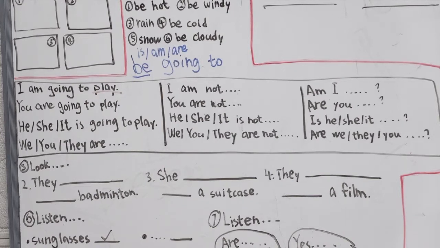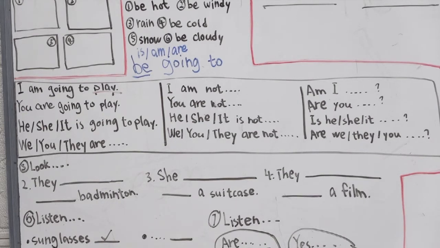So there are some short forms we can use. For example, we can use in our writing, of course, or even speaking, right? You are going to becomes you're going to. You and then apostrophe re going to. She is going to becomes she's going to. You are not going to becomes you aren't going to. She is not going to becomes she isn't going to.